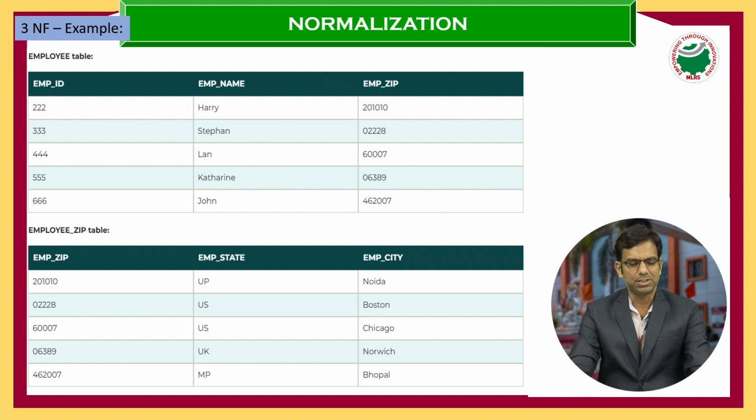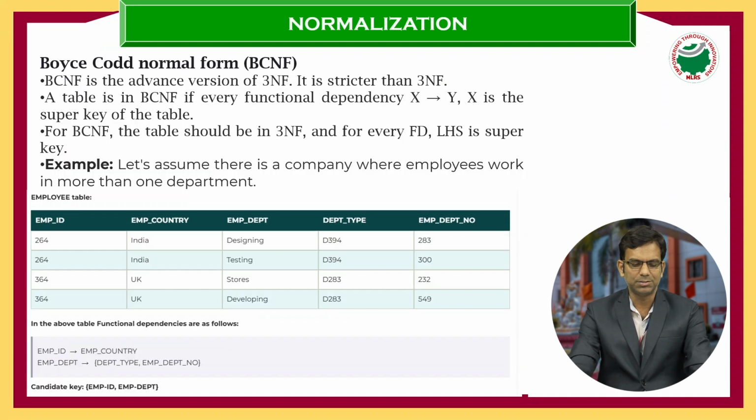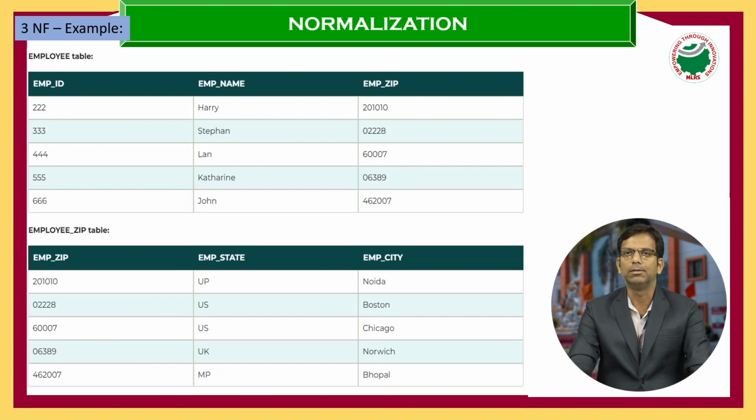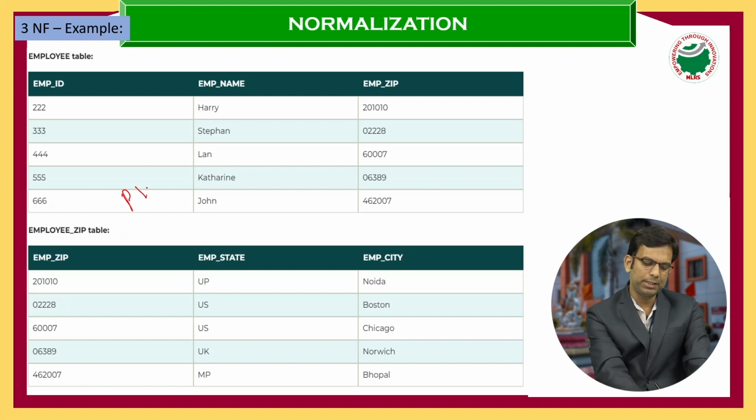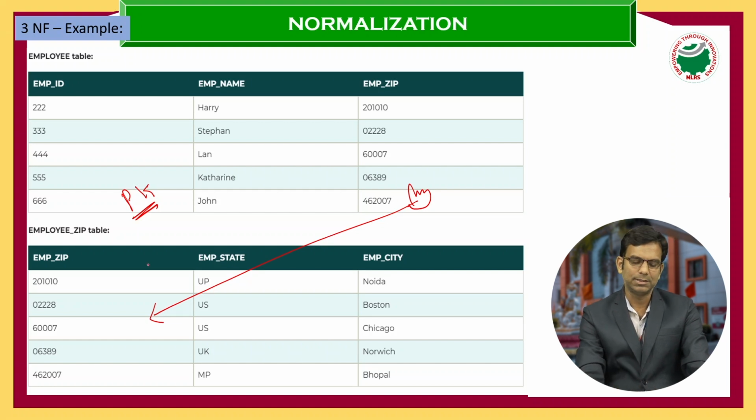Now we will decompose this table into two tables. You can see the first table and the second table. The first table is an employee table and the second is an employee zip table. In the employee table, the employee ID, employee name and zip code are given. The third column, the zip code, is carried forward into the second table, which has employee zip code, employee state and employee city. Here, zip code is the key entity of the second table, though it was not a primary key before.